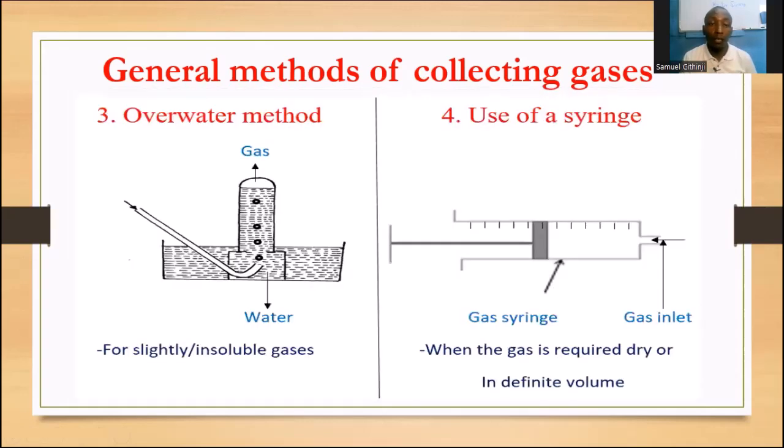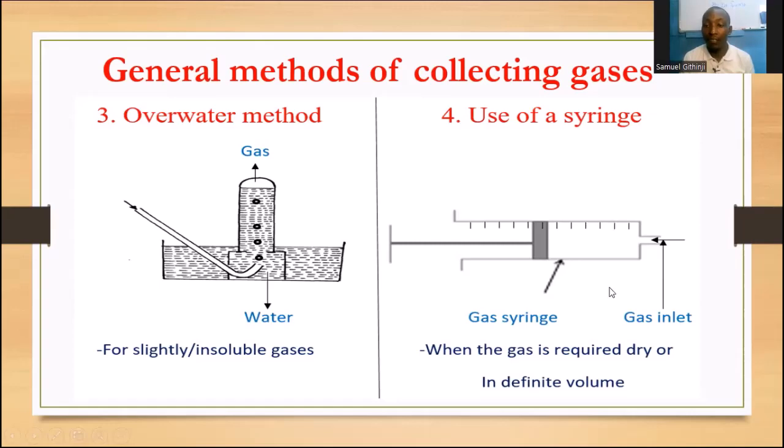We move on. Method three. This method is called the over water method, whereby we use it for gases that are slightly soluble or generally insoluble in water. We collect it over water. Maybe some old books will call it the displacement of water, but we call it the over water method.